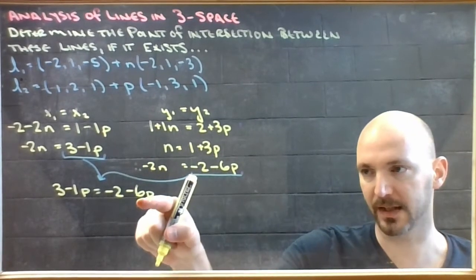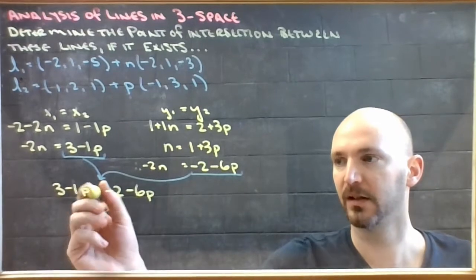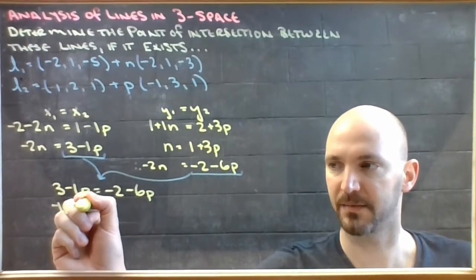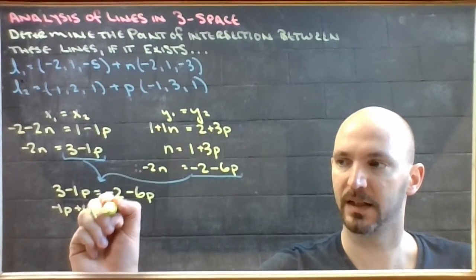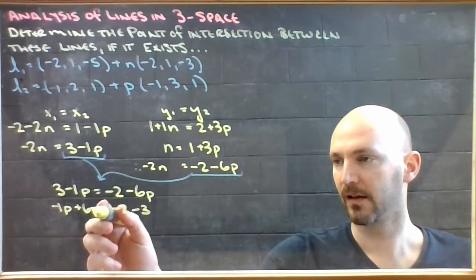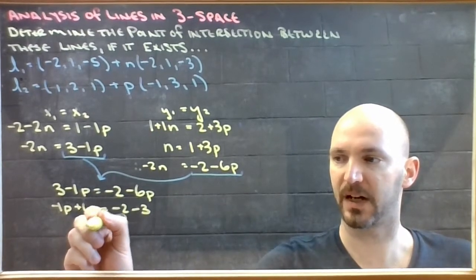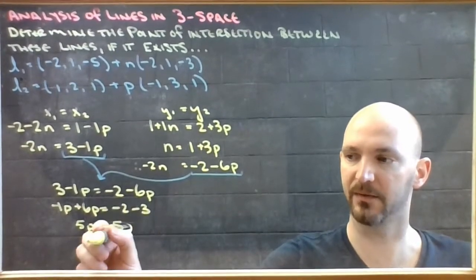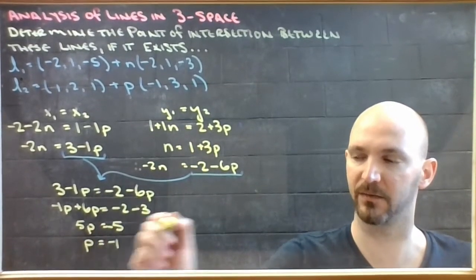And we're going to bring this over here and this over here. So minus 1p plus 6p is negative 2 minus 3. 6 and negative 1 would be 5. Minus 2 and minus 3 is negative 5. So p would be negative 1.